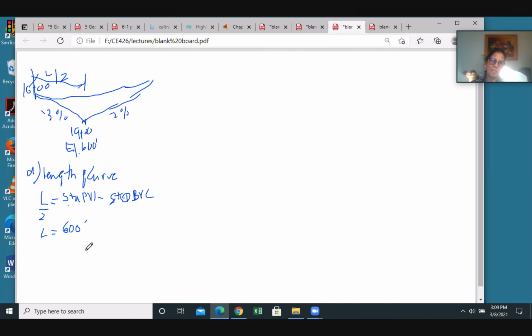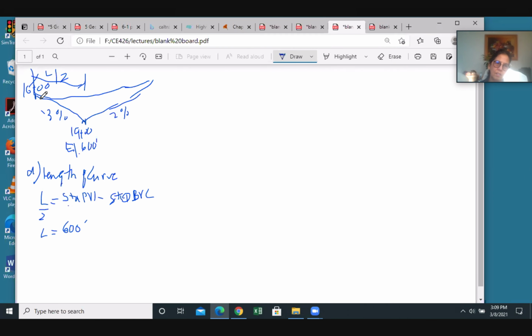This doesn't necessarily mean it satisfies the minimum requirement, which you can find using the long equation: calculate your SSD first, and then calculate the minimum length based on the AASHTO requirement. But for now, this information is given. So this is the actual curve, and the length is only 600 feet.